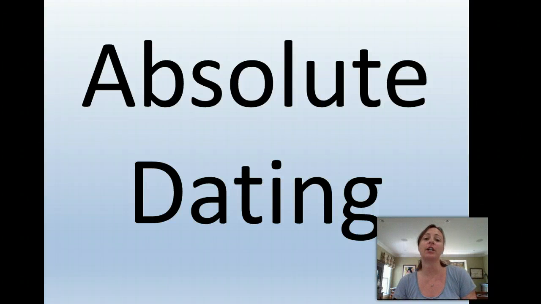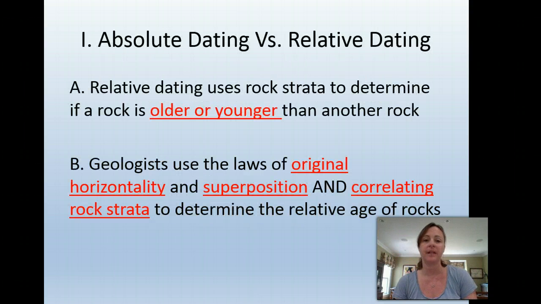We're going to continue talking about the Earth's geological history, but this time we're going to talk about the absolute dating of rocks or fossils. So what is the difference between relative dating and absolute dating? Well, let's remember back to our previous screencasts.